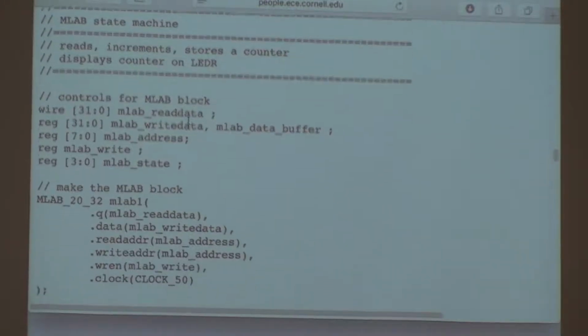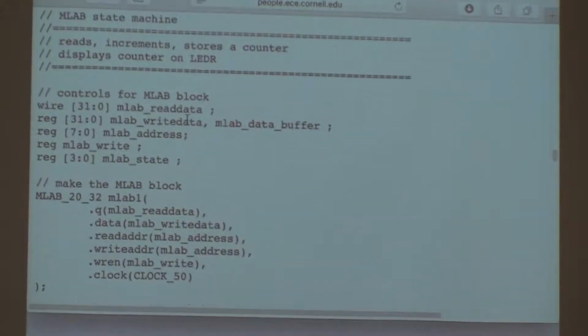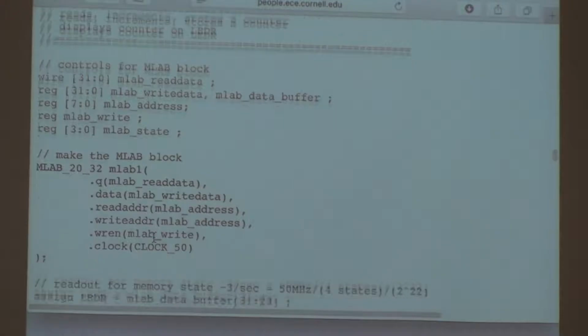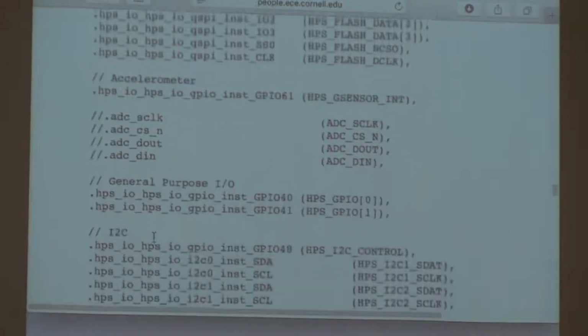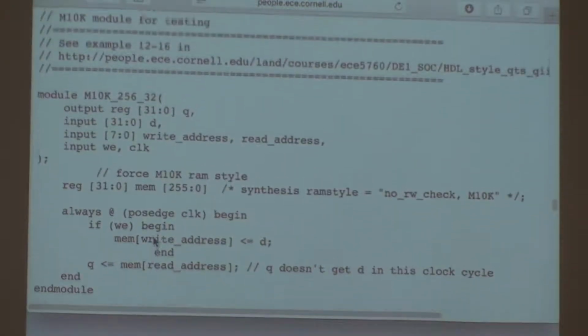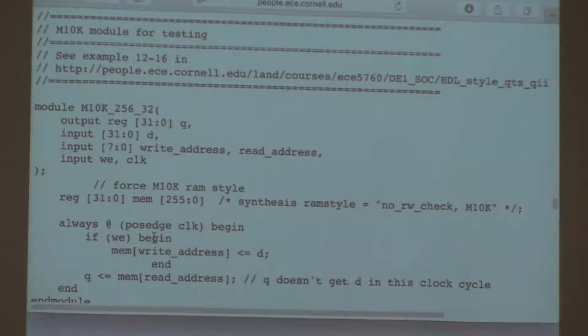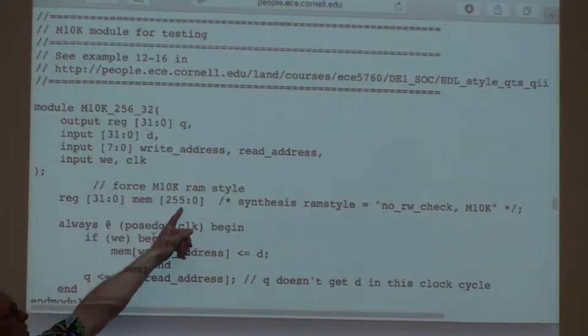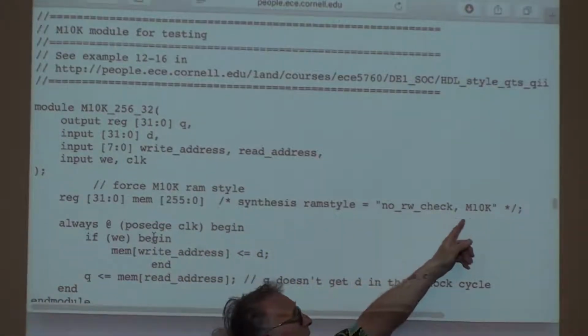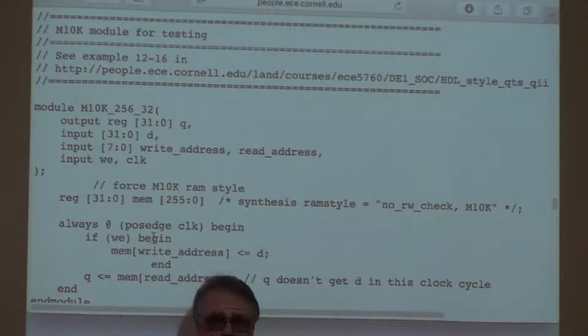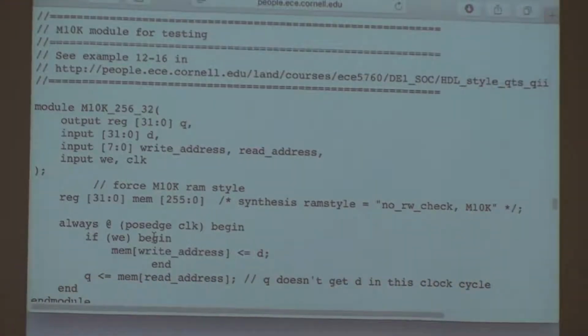The MLab state machine is more straightforward, smaller. I think I already put it up. We define the MLab block and do a 4-state state machine, and it's done. Down here, after the interface block, there's the M10K block. It's M10K 256 by 32. It's 32 bits, 256 words, and I forced it to no read write check M10K. No read write check says I'm never going to read and write the same address on the same cycle, so I don't care what you do.